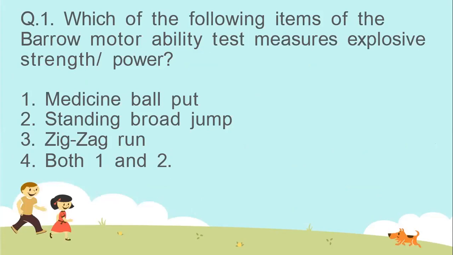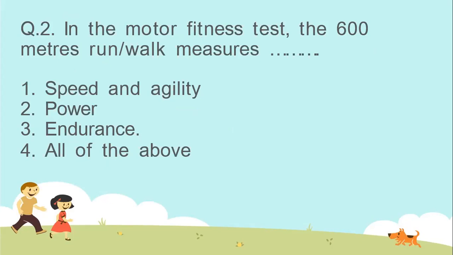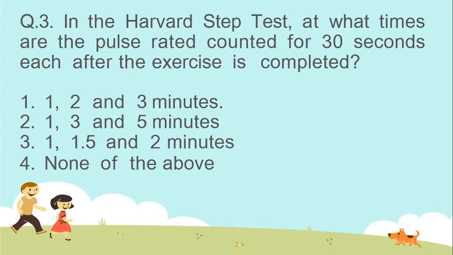These are some questions related to this unit, Test and Measurement in Sports. The first question is, which of the following items of the Barrow motor ability test measures explosive strength or power? Second, in the motor fitness test, what does the 600-meter run or walk measure? Third, in the Harvard test, at what times is the pulse rate counted for 30 seconds each after the exercise is completed?